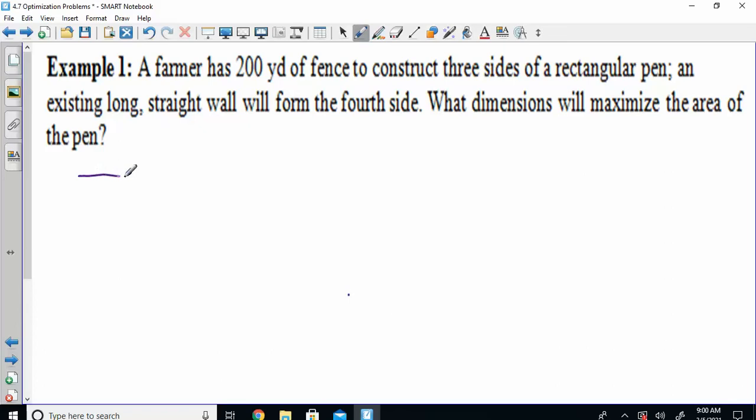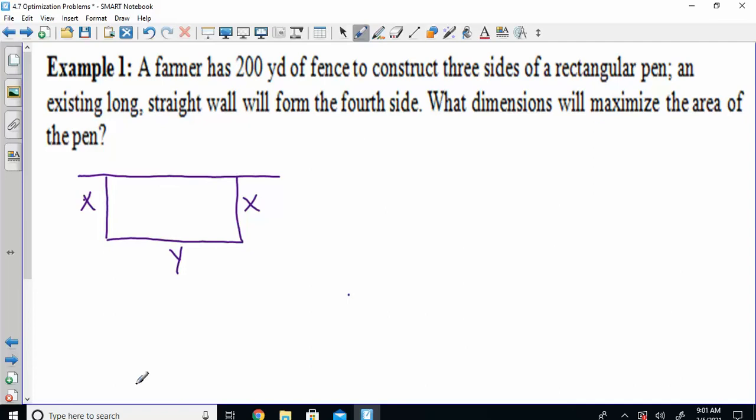So we have a wall for one side, and we are putting fence on 3 sides here. Okay, we know if it's a rectangle, these sides are obviously the same. This one would be different. Now, can I keep x and y both in my problem? No, so I need to figure out something to replace my y with.